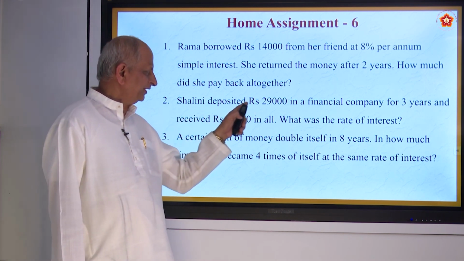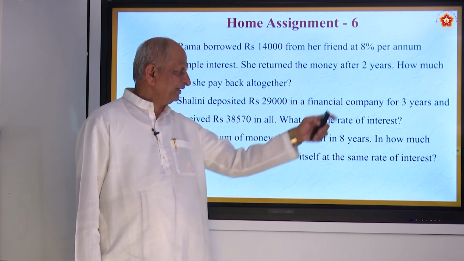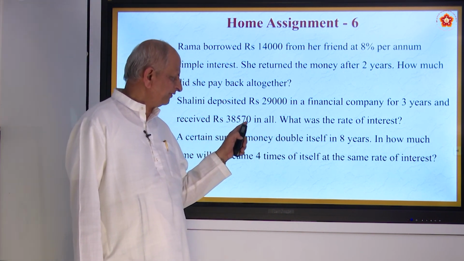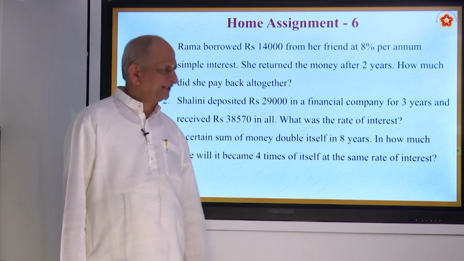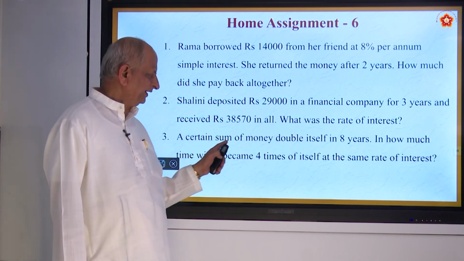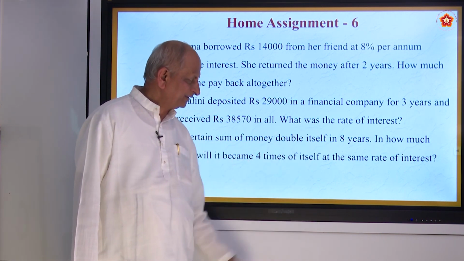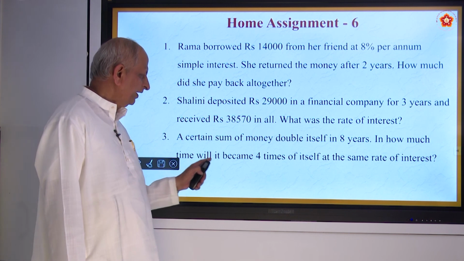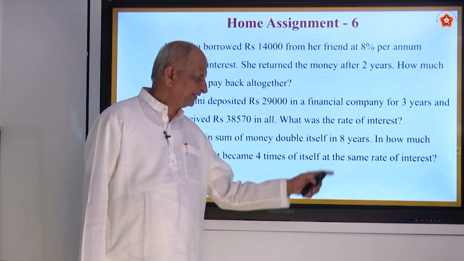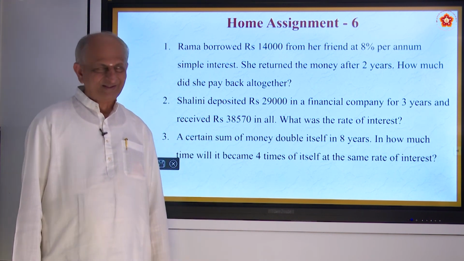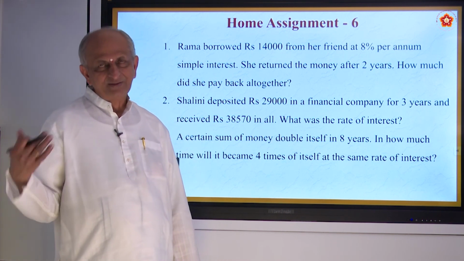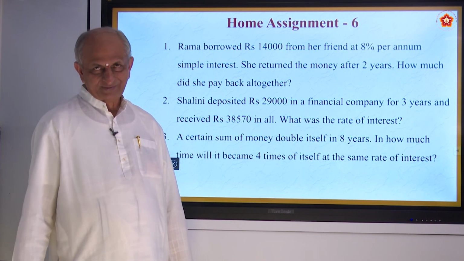Shalini deposited 29,000 in a financial company for 3 years and received 38,570 in all. What is the rate of interest? Lastly, a certain sum of money doubles itself in 8 years. In how much time will it become 4 times itself at the same rate of interest? This is a little challenging. Try to do it. Suppose you don't get, we'll see in the next class.